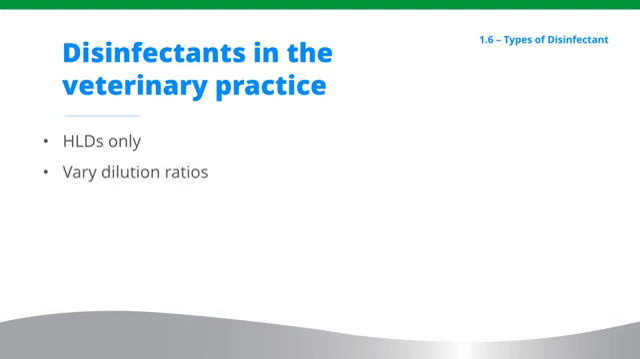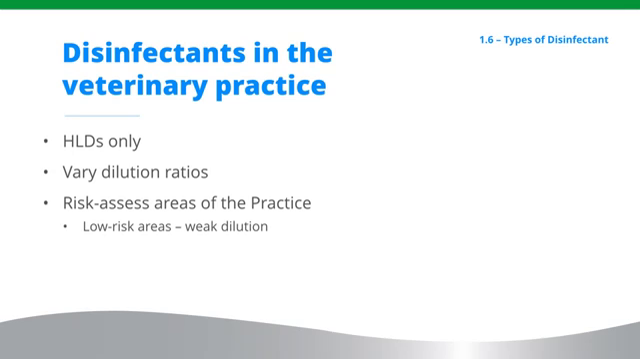Use dilution ratios to vary the strengths. Careful risk assessments should be carried out in each area of your establishment to decide which area requires a high-level disinfectant at a strong dilution. Some areas will present lower risk than others. In these areas, a less powerful solution of high-level disinfectant can be used.